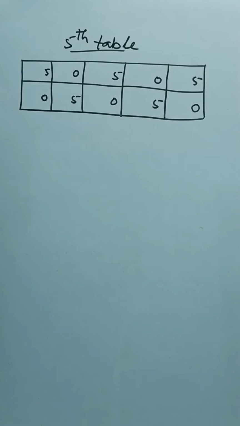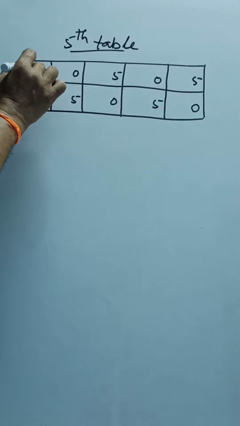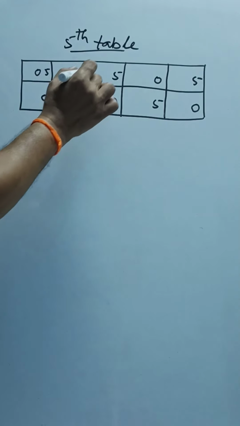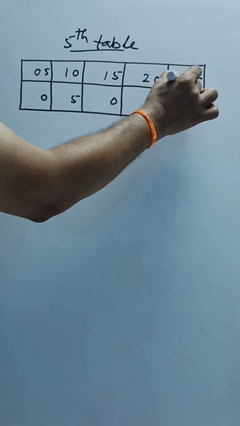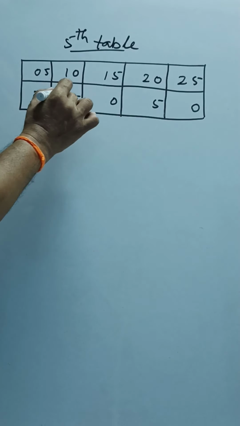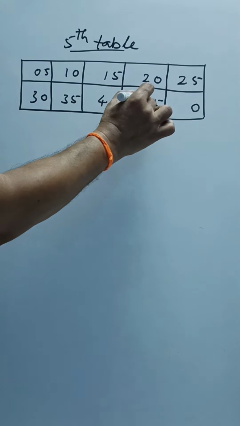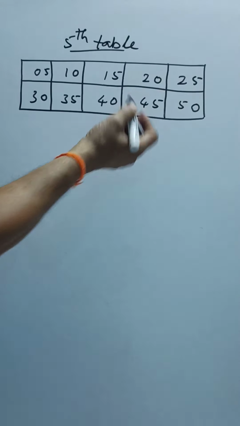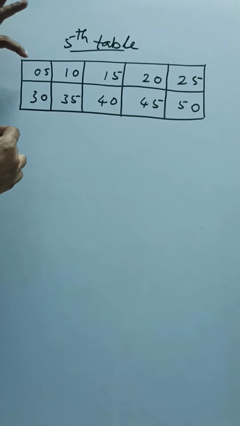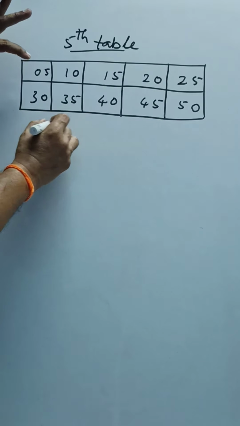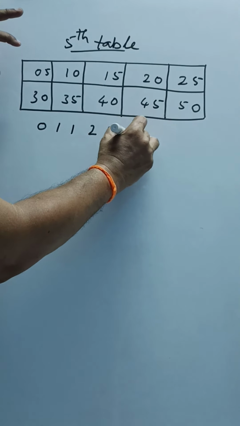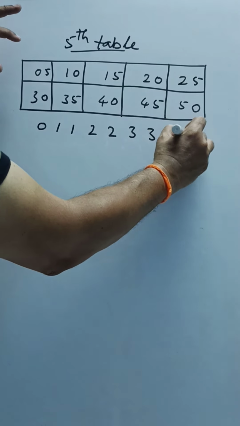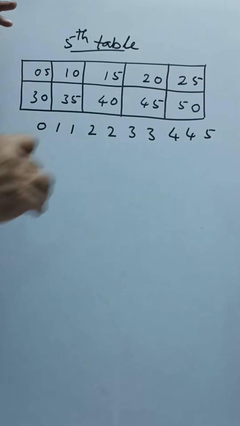Ones places are over. Coming to the tens places, write 0, 1, 1, 2, 2, 3, 3, 4, 4, 5. It is easy to remember. The tens places are given by 0, 1, 1, 2, 2, 3, 3, 4, 4, 5.